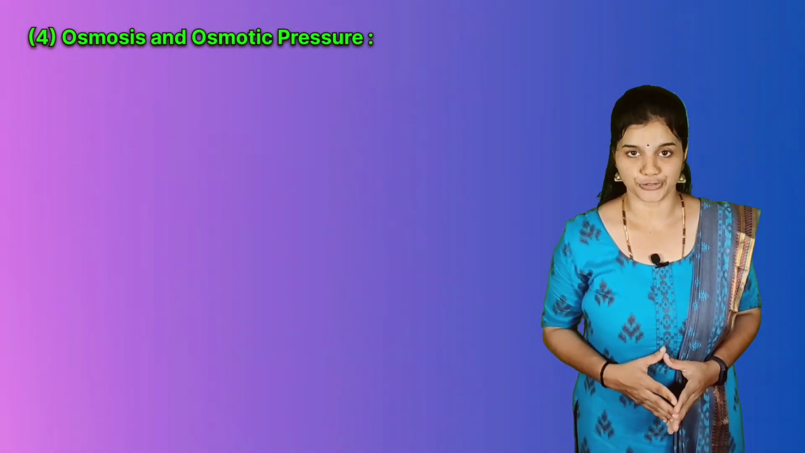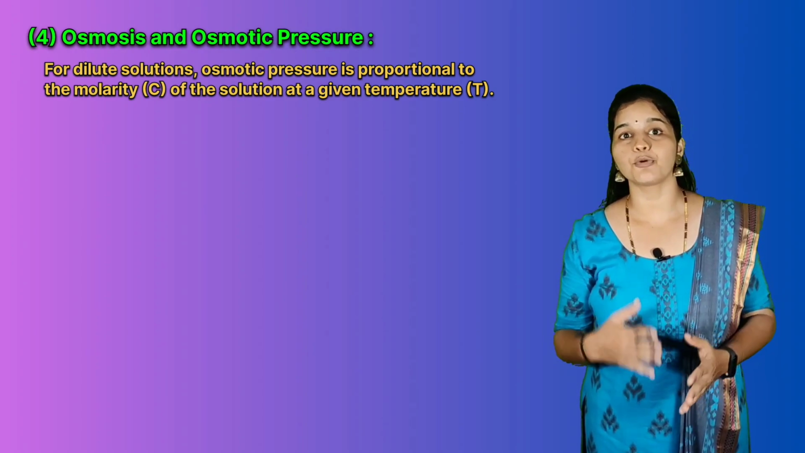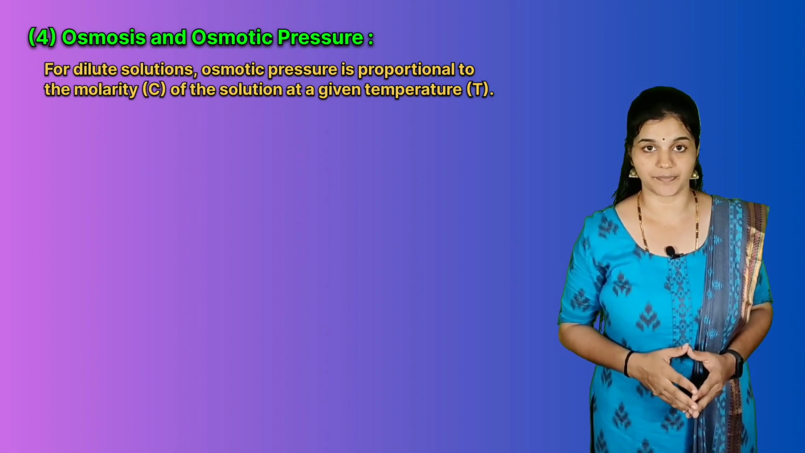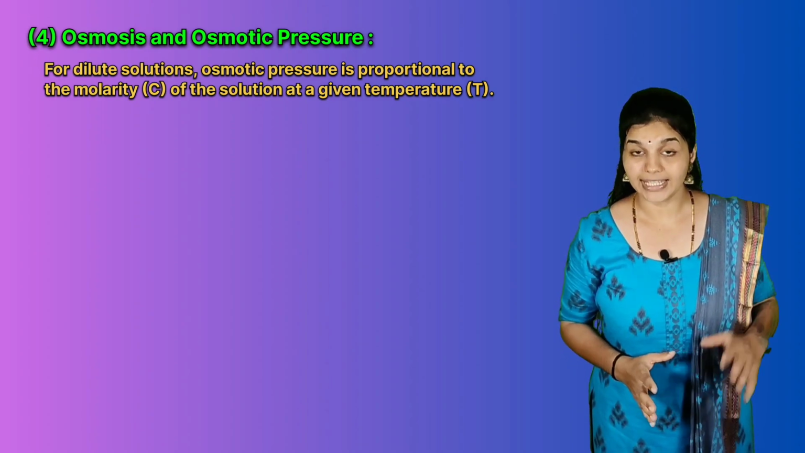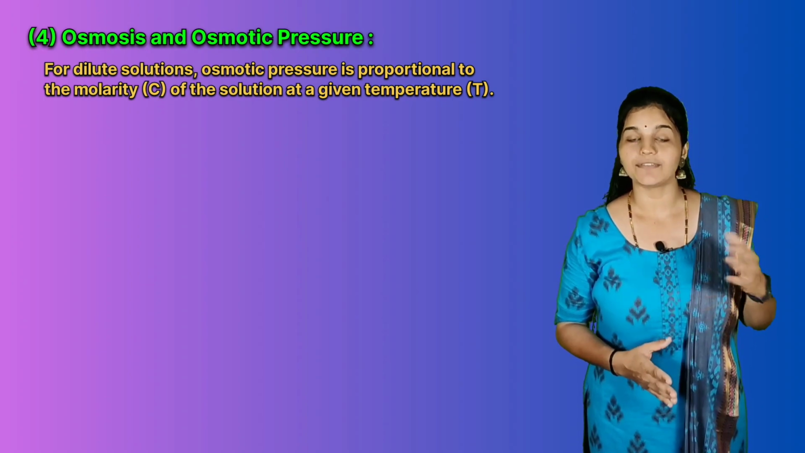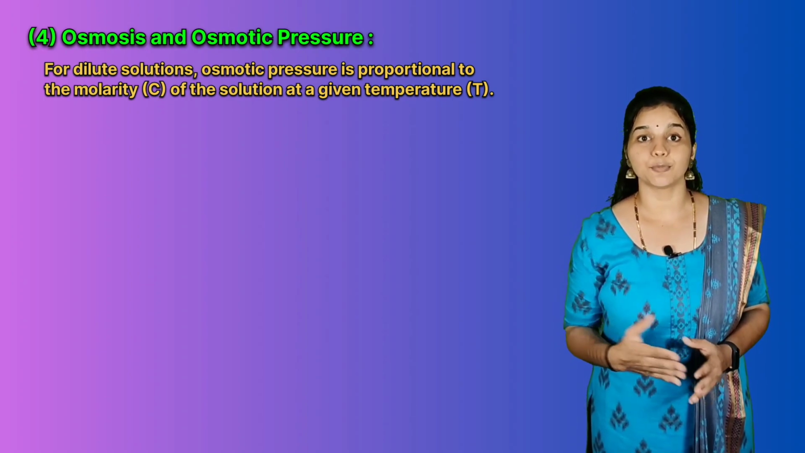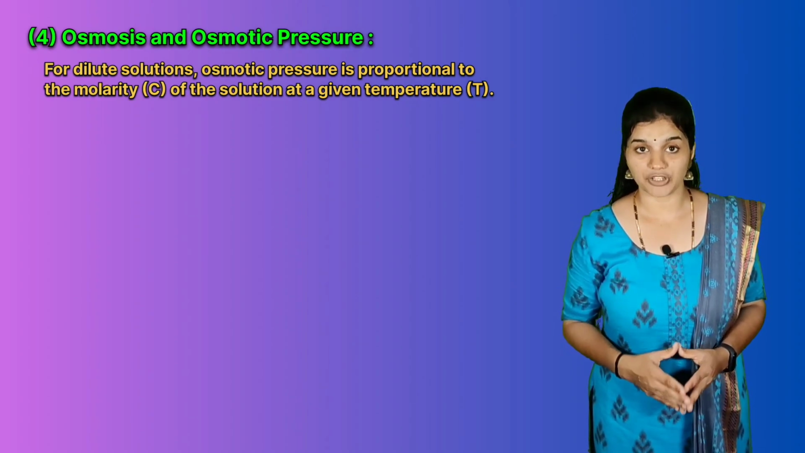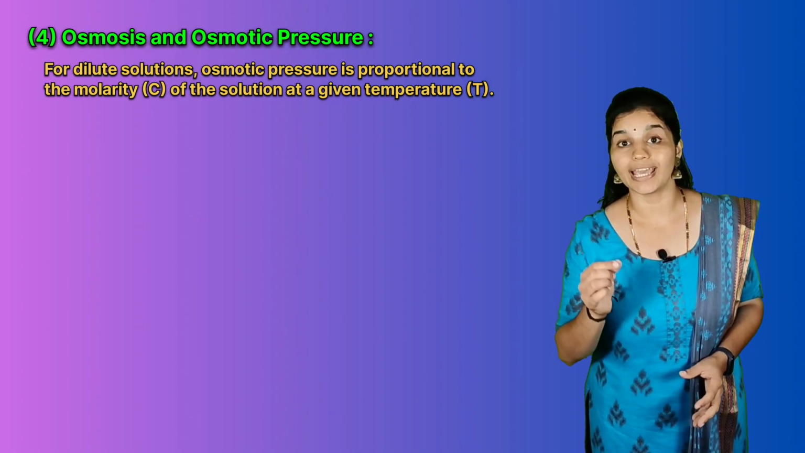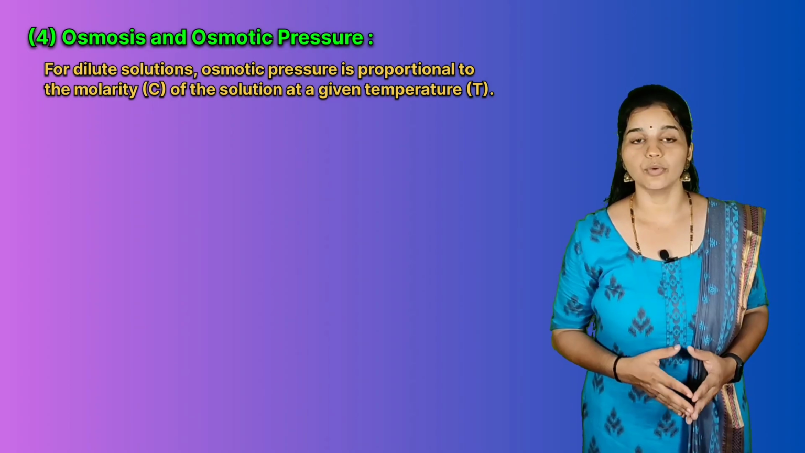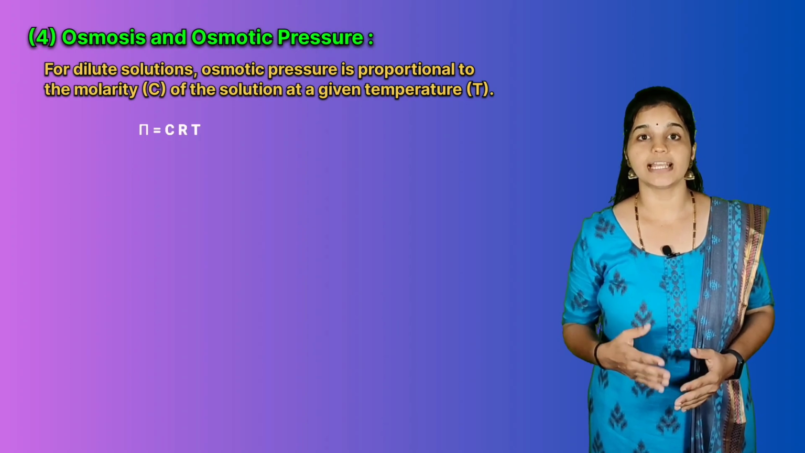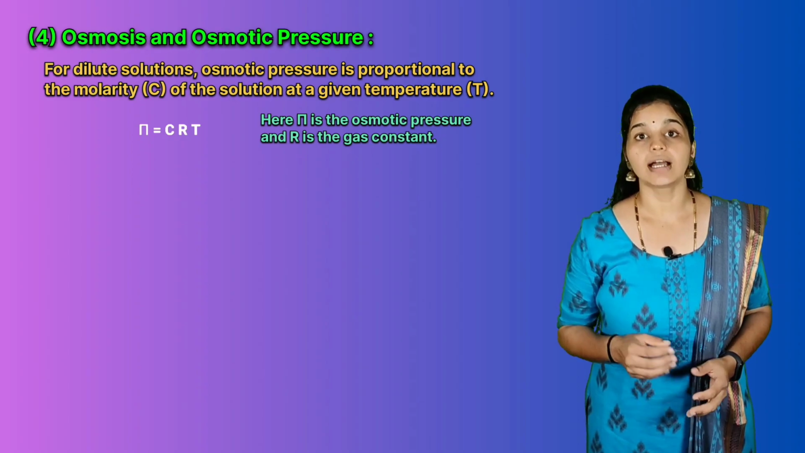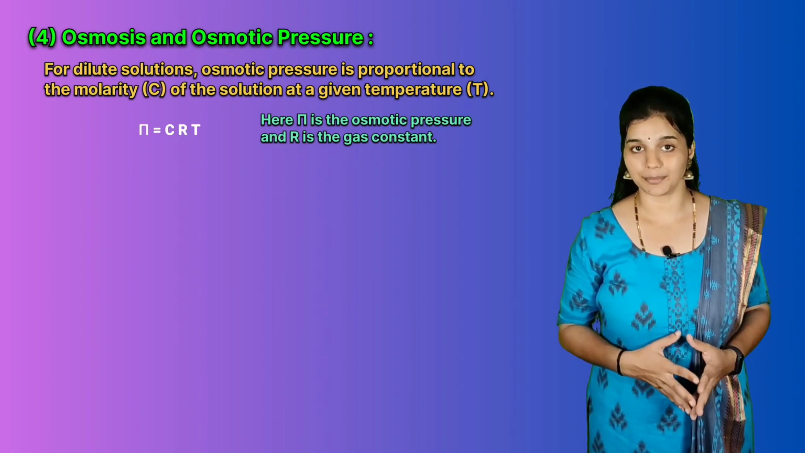And for dilute solutions, osmotic pressure is proportional to molarity of the solution at a given temperature. It's molarity and not molality. The previously learnt colligative properties were directly proportional to molality of the solution, but here the osmotic pressure is directly proportional to molarity of the solution. So, we can write pi is equal to CRT, where pi is the osmotic pressure, C is concentration, R is gas constant, T is temperature.